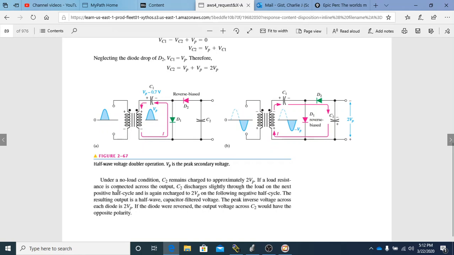If a load resistance is connected across the output, C2 discharges slightly through the load on the next positive half cycle and is again recharged to 2 VP on the following negative half cycle. The resulting output is a half-wave capacitor filtered voltage. The peak inverse voltage across each diode is 2 VP. If the diode were reversed, the output voltage across C2 would have the opposite polarity.